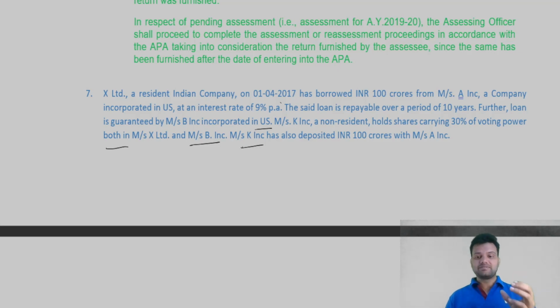Further, we need to see whether an associate relationship exists or not. That is part 1. And part 2 of the question relates to the calculation of excess interest as per section 94B. So, first part of question number 7.